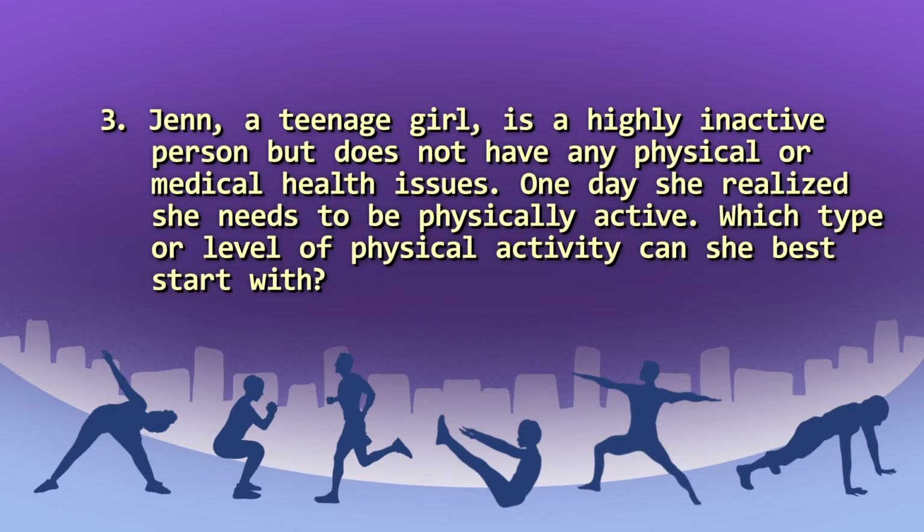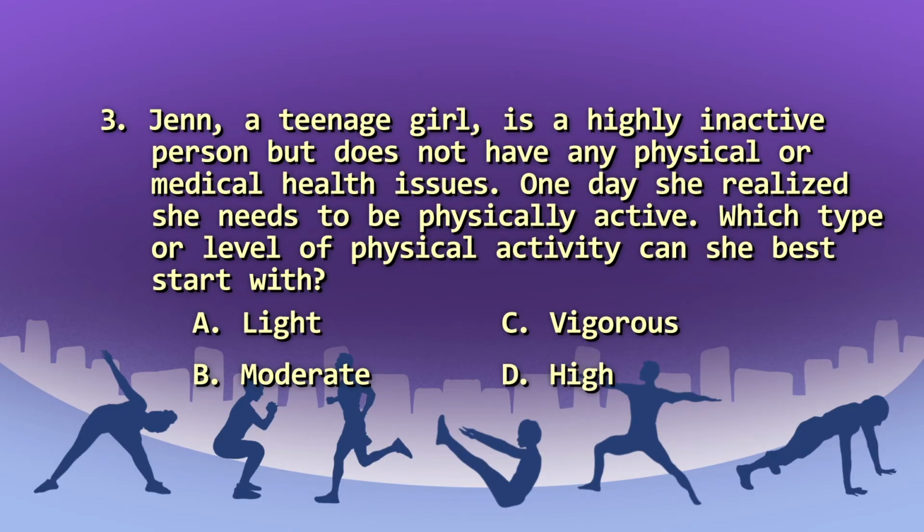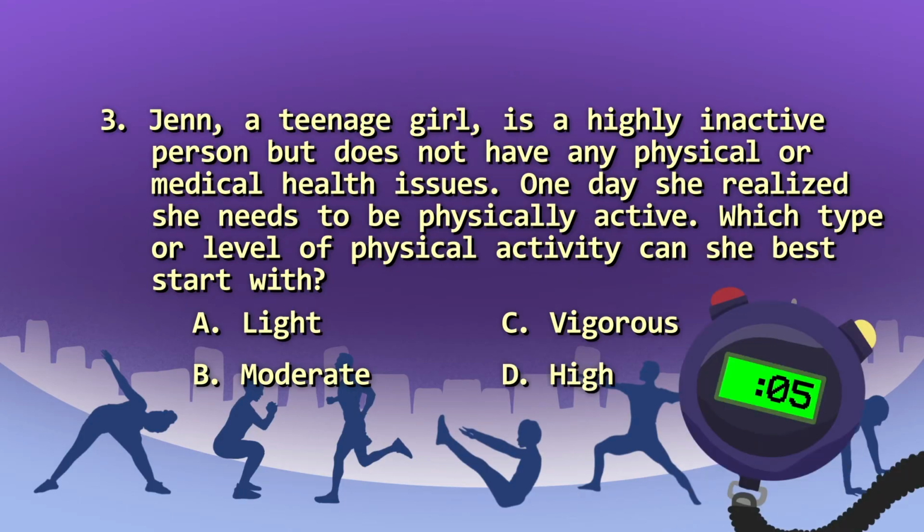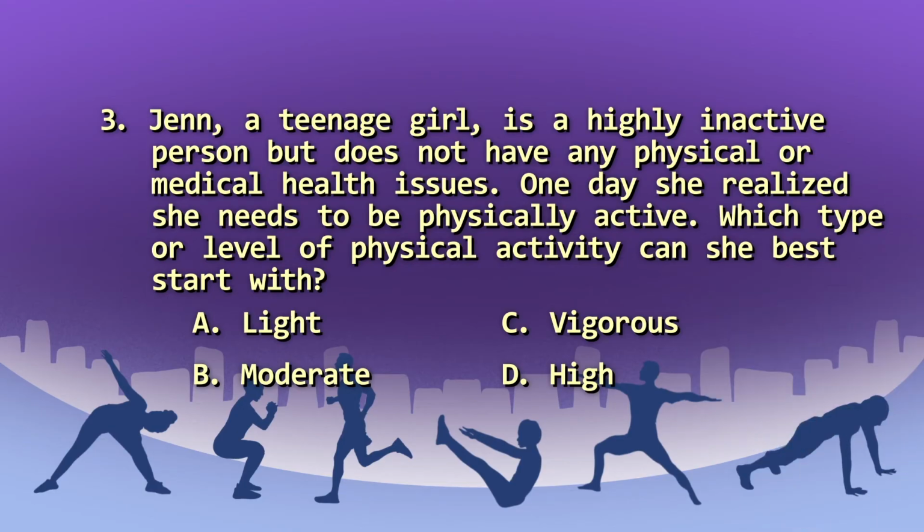Number 3. Jen, a teenage girl, is a highly inactive person but does not have any physical or medical health issues. One day, she realized she needs to be physically active. Which type or level of activity can she best start with? A. Light, B. Moderate, C. Vigorous, or D. High. The correct answer for this one is letter B.